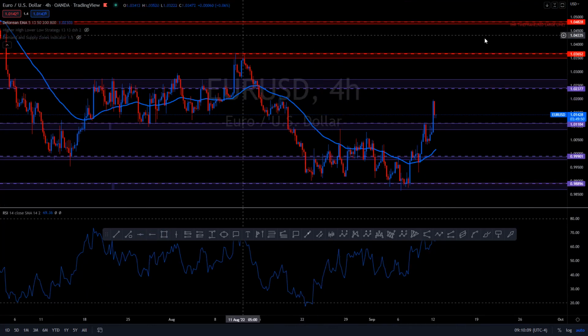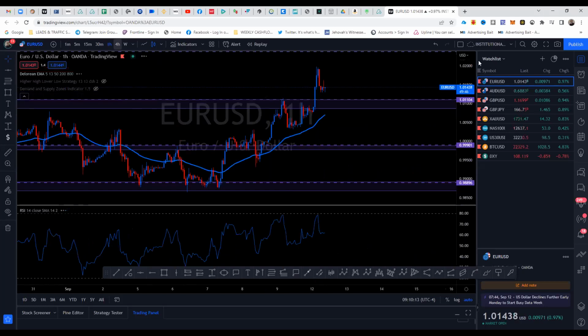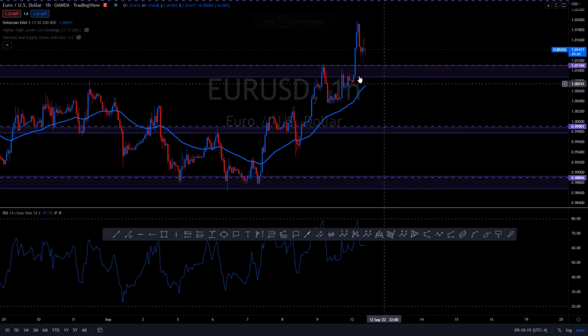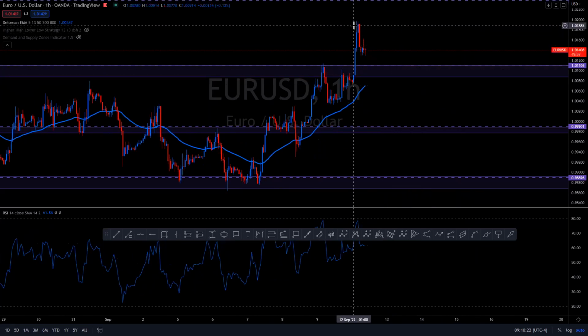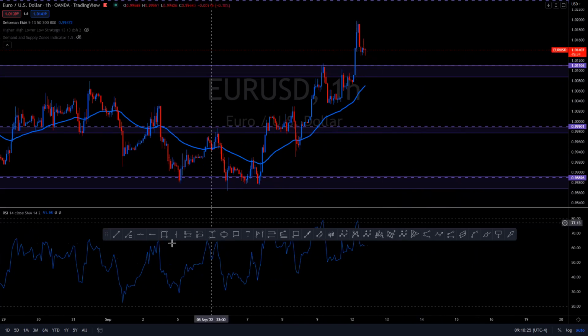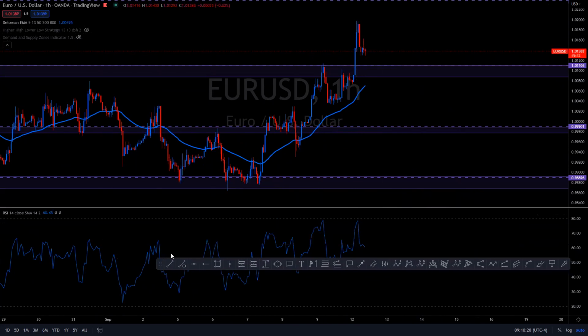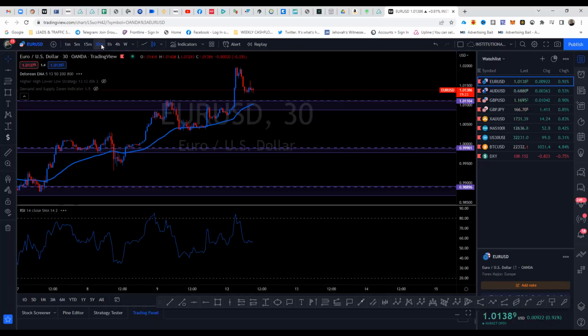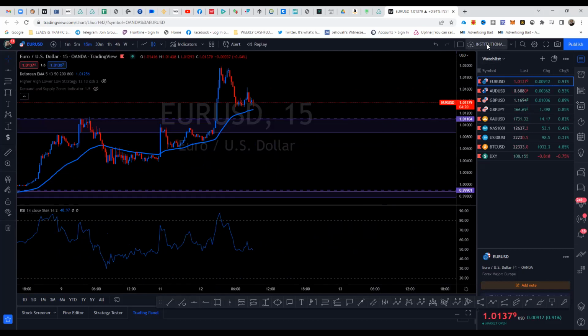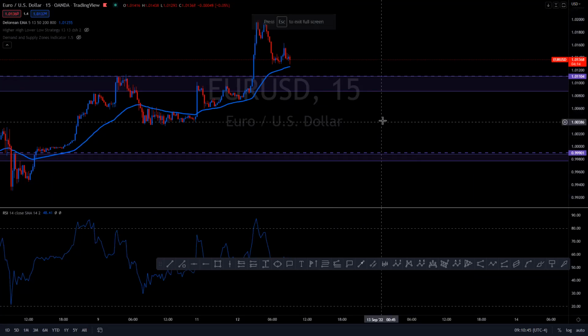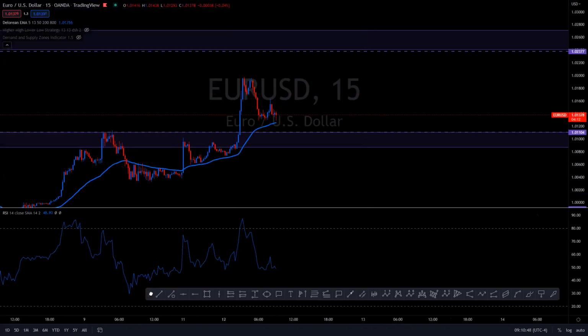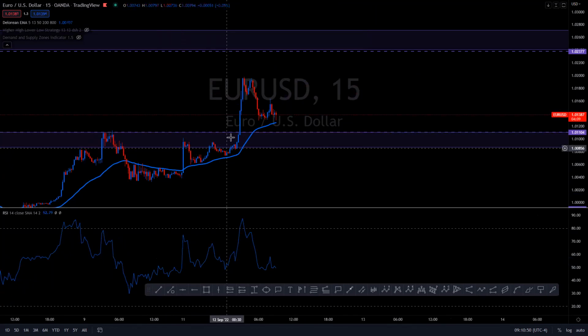So what I'm going to do is go to the lower time frame and see if we can find some more structure. So here, I can see that price, I think I know this structure. You might be bearish. Go to the 30, 15. We might actually be bullish.